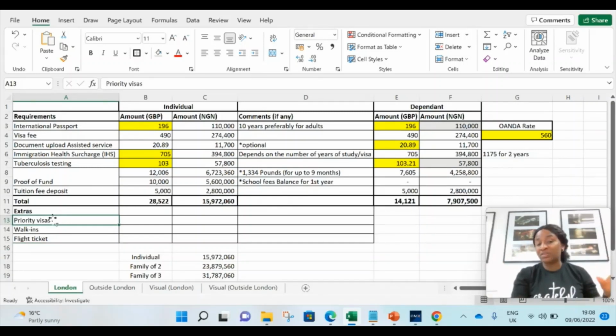Priority visas and super priority visas are on suspension for now, but if you have to use that, you still have to pay for it.